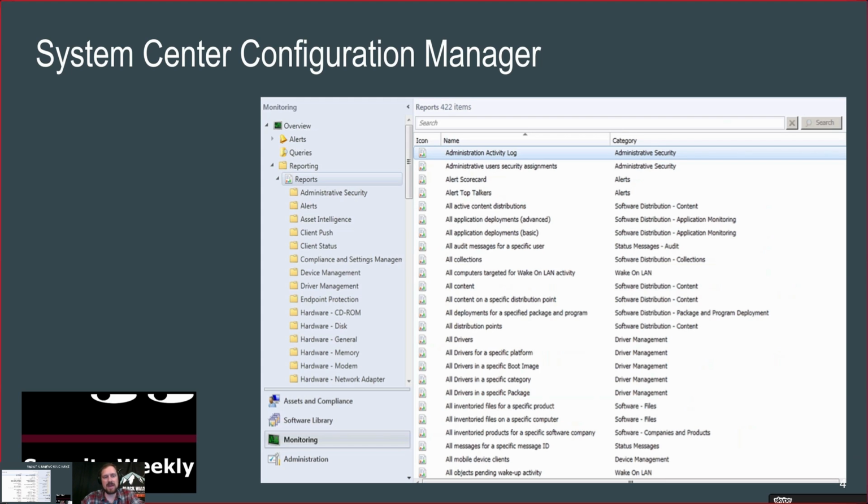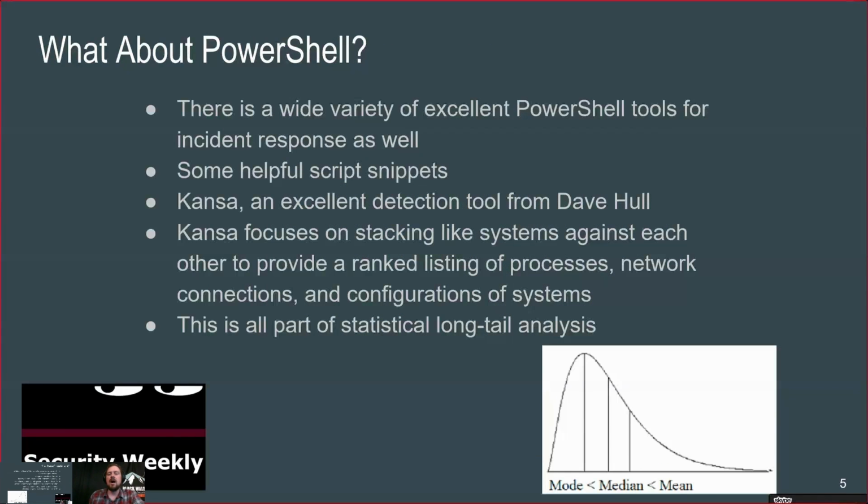And there are a couple of tools that we absolutely love. System Center Configuration Manager is a tool that almost all enterprises already have. You could also run something like Tanium. You could even use PowerShell. Someone who has been on our show, and we love all the work he's done over the years, is Dave Hull. He released a tool a long time ago that he's been keeping up to date called Kansa.